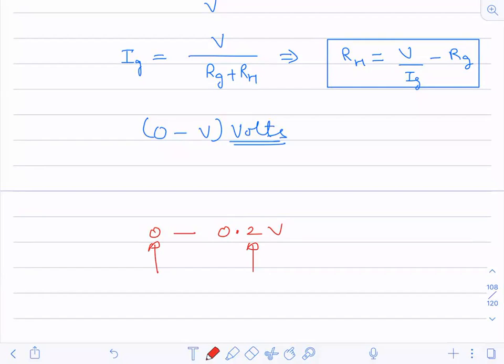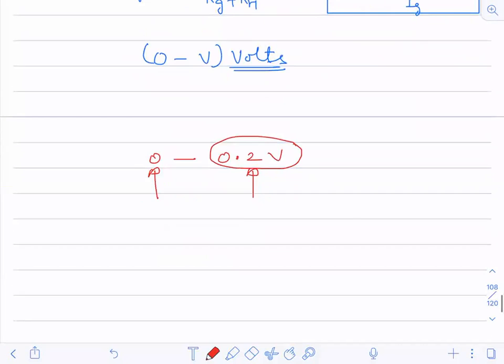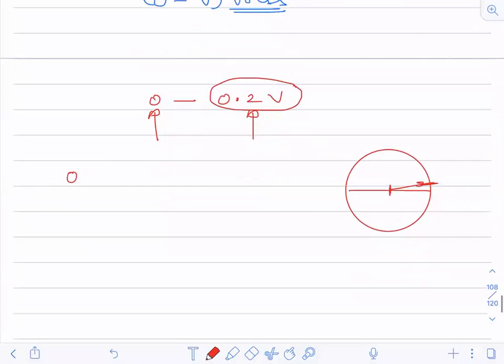Then how will you determine the reading? Yes, it will only show the full deflection at this point. At any other value, it is not going to show you the full deflection. This is what I'm trying to explain to you. Suppose this is the galvanometer, and this is the point where it is having full deflection. So for 0 also, it is showing you this.